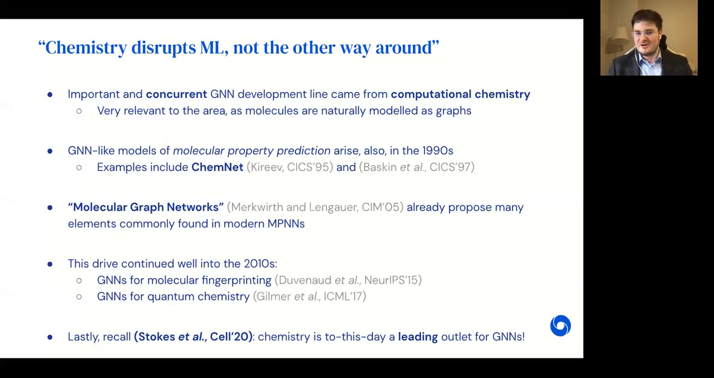Finally, recall the very first example I showed you for detecting antibiotics effectively. Chemistry is to this day a leading outlet for GNNs and is a very important subfield to study if you want to learn more about GraphNet development and implementations.